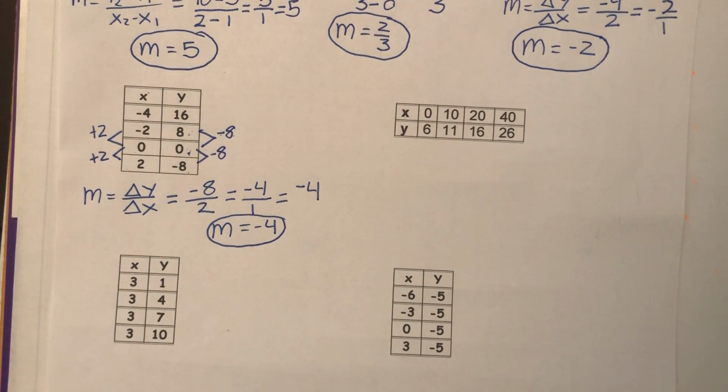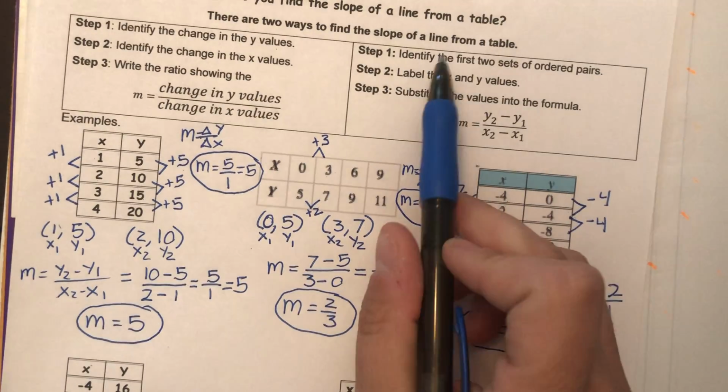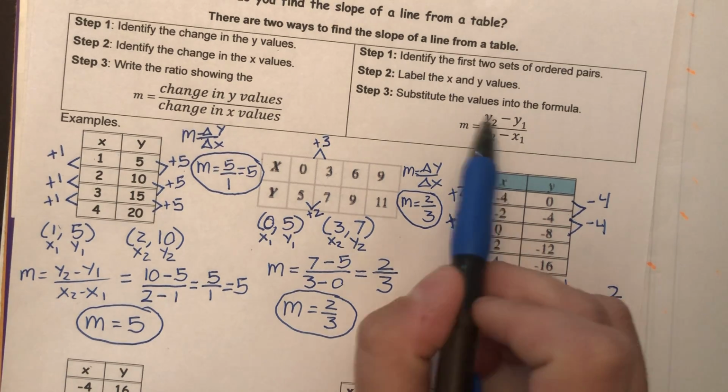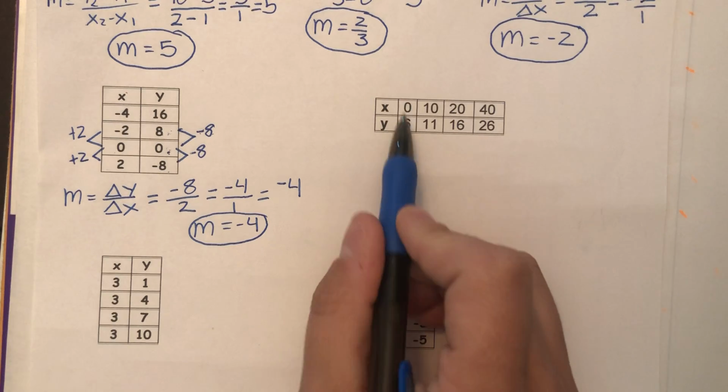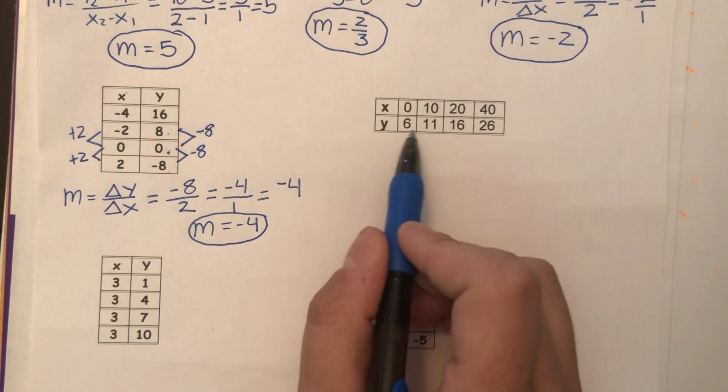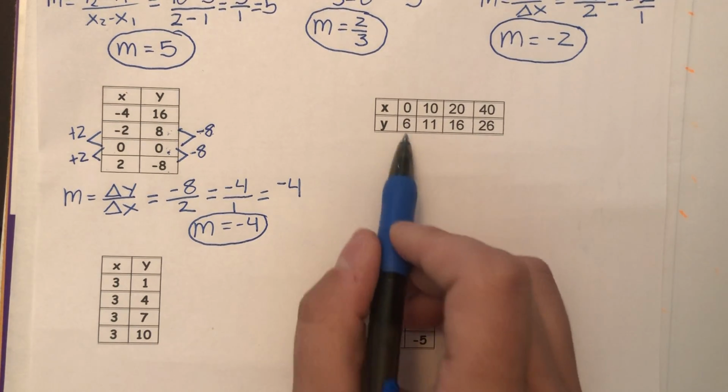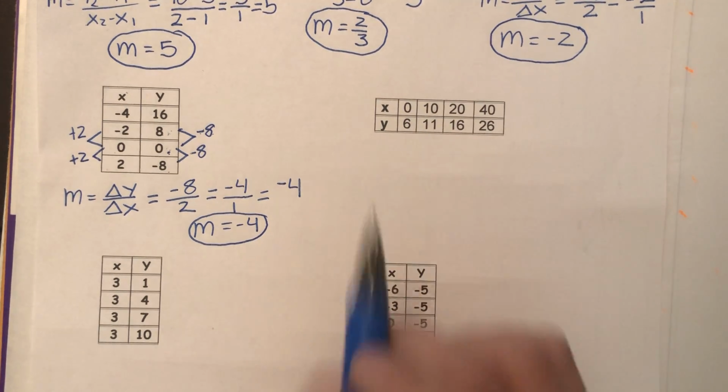Okay, let's do another one here. Still using the shortcut. If you want, you can definitely go back and just pull out your two ordered pairs and plug them into the formula. Just make sure you pull out the first ordered pair and then the second ordered pair. You would label this x1, y1, label this x2, y2.